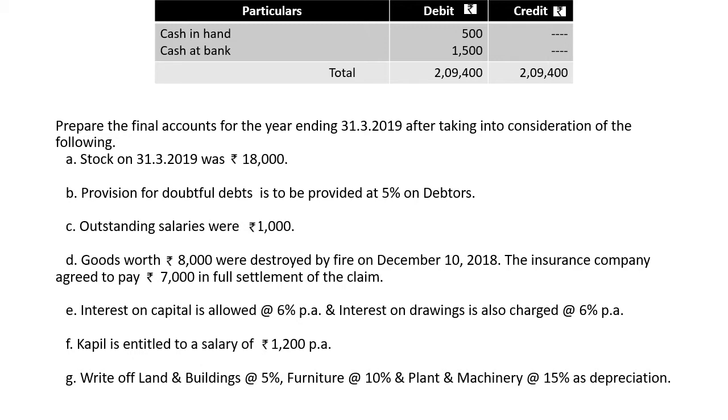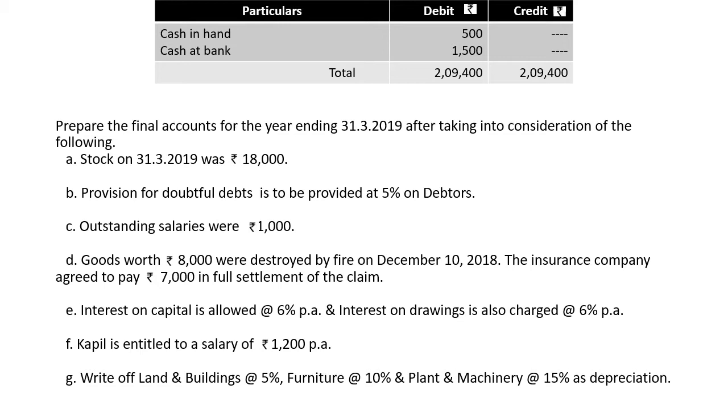Next adjustment, goods worth rupees 8,000 were destroyed by fire, but the insurance company agreed to pay only 7,000. It means 8,000 goods were destroyed and we have received a claim from the insurance company of only 7,000. Here 1,000 is loss for the business. So this 8,000 must be deducted from purchase in the trading account debit side and 1,000 loss must be debited to profit and loss account, and the 7,000 claim amount must be written in the asset side of the balance sheet.